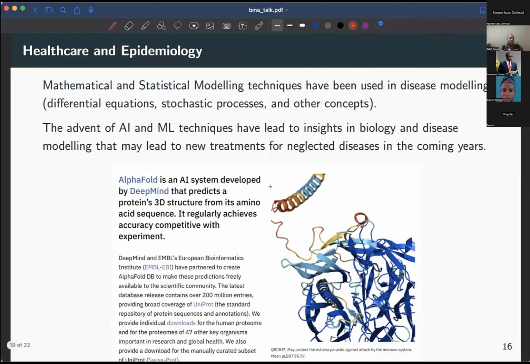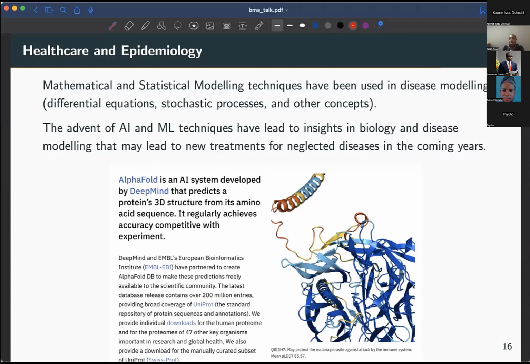Then healthcare and epidemiology. I won't say too much. I know you've had a seminar on that, but again, we use that in disease modeling, whether it's differential equations or stochastic processes. But the key thing is, last year, Google DeepMind predicted the structure of millions of protein molecules. Basically, you're able to predict a protein's 3D structure from its amino acids.